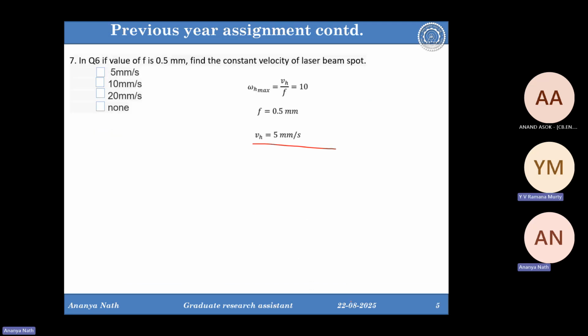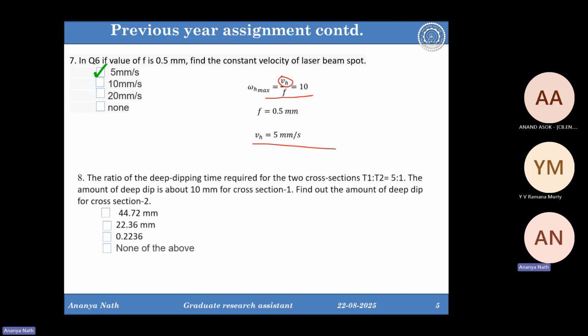Now here we are using the same formula, that W max is 10, but now F is 0.5. So now we can find out what is VH. 5 mm per second.